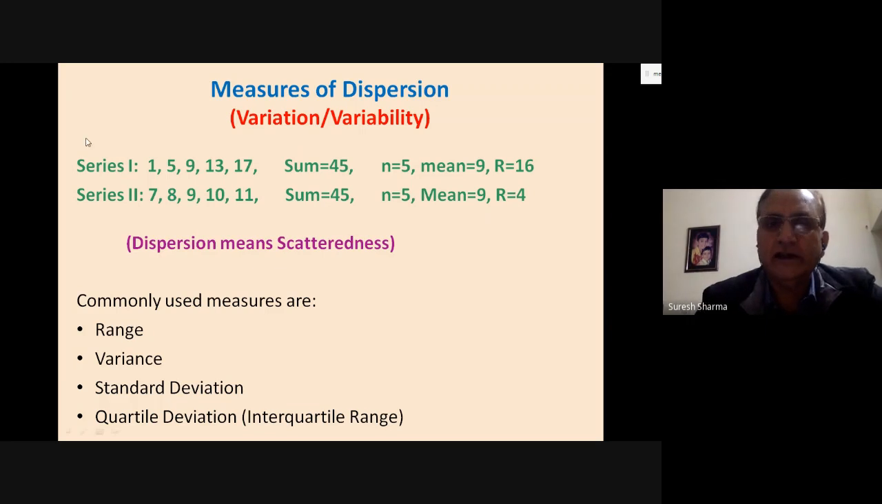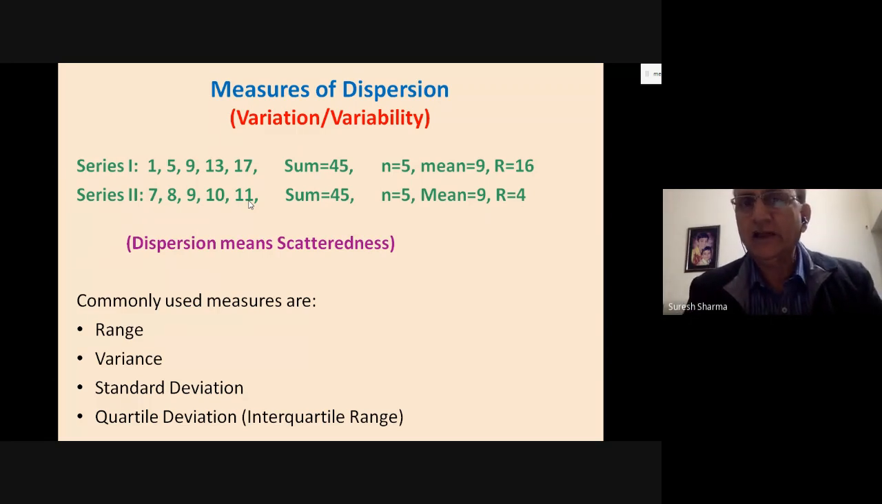Now look at series 1 data. Series 1 data varies from 1 to 17. Its values are quite apart from each other. What about series 2? Very, very close: 7, 8, 9, 10, and 11. So you can easily see by eye that series 2 has consistent, very close observations, while series 1 observations are far away from each other. This means that series 1 has more dispersion or more variation as compared to series 2.